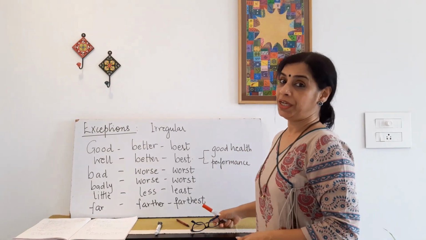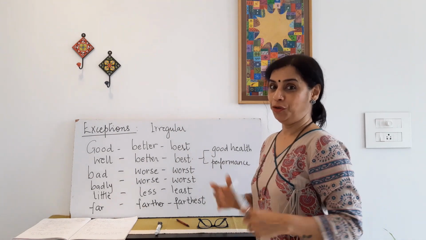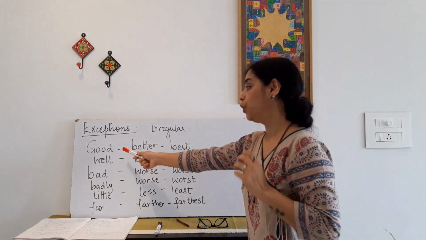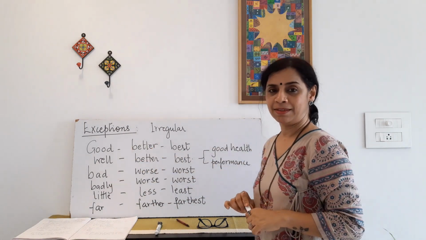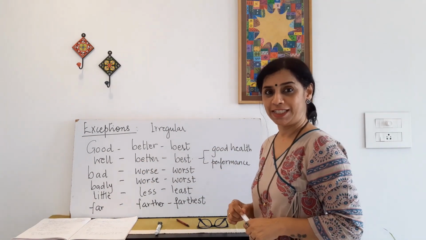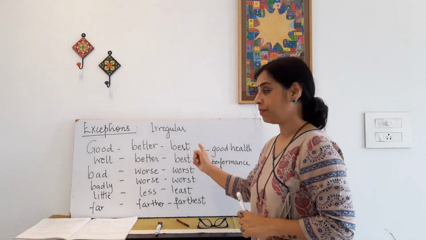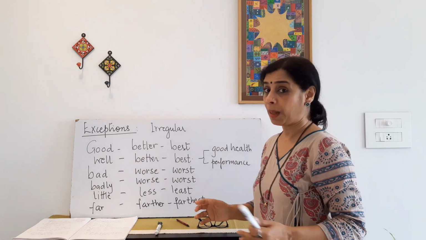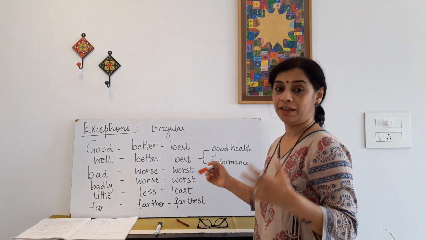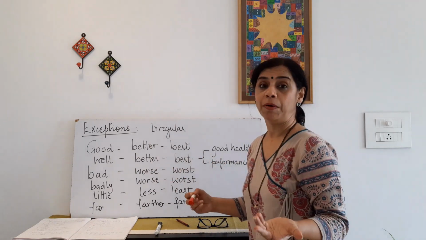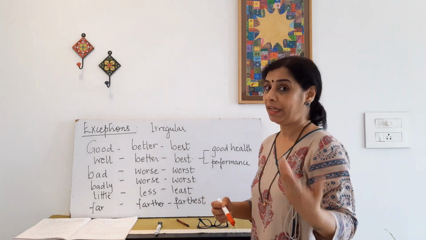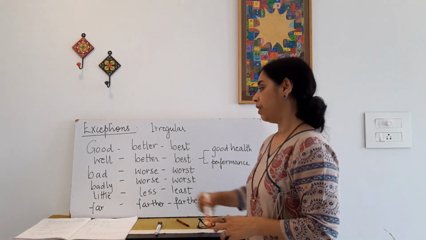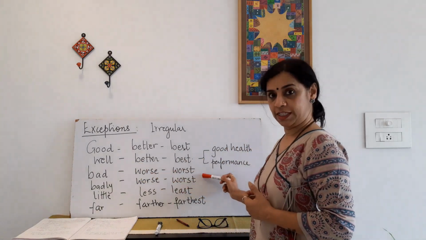And in English, we always have exceptions to every rule. So these are irregular. These are the exceptions. Good, better, best. We don't say good, gooder, goodest. Another form of saying good is well. I'm feeling well. I'm feeling better. And I'm feeling the best today. Also for performance, he played well. He played better today in this match. He played the best. Bad, worse, worst.